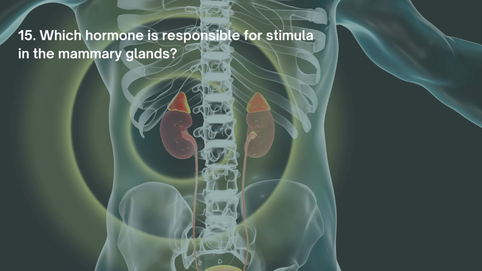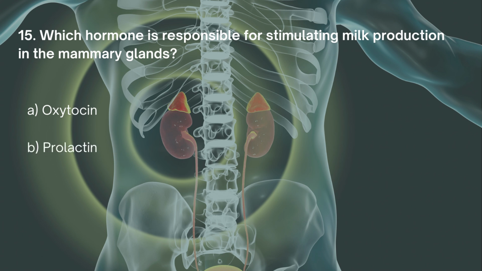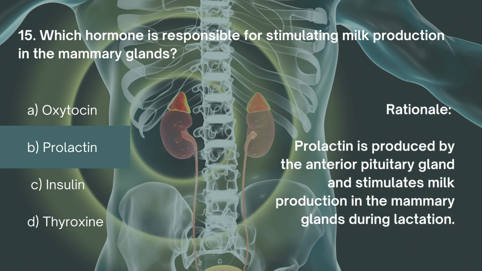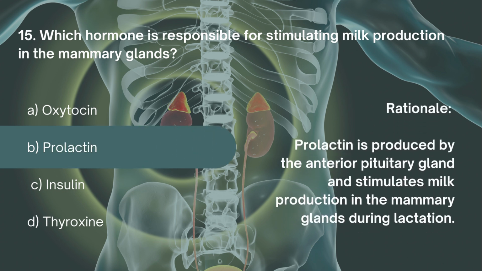15. Which hormone is responsible for stimulating milk production in the mammary glands? A. Oxytocin. B. Prolactin. C. Insulin. D. Thyroxine. Rationale: Prolactin is produced by the anterior pituitary gland and stimulates milk production in the mammary glands during lactation.